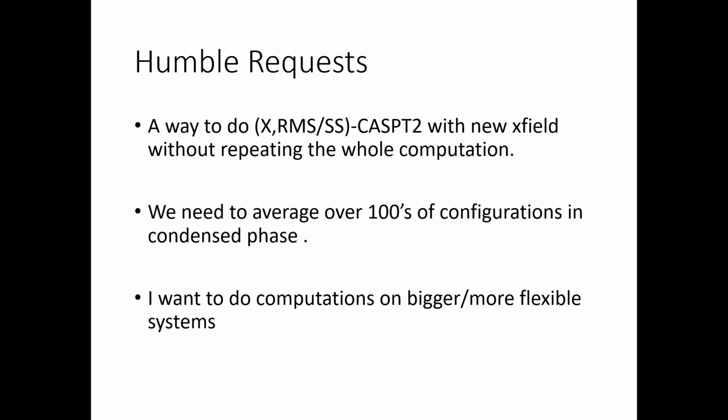I don't know. I think there could be a way where if I have one computation in one external field and I just want to freeze the wave function and change the external field and do a new CASPT2 or an XMS CASPT2, if there would be a faster way to do it rather than repeating the whole CASPT2, it would really help me, because now I'm planning to move to much bigger systems.